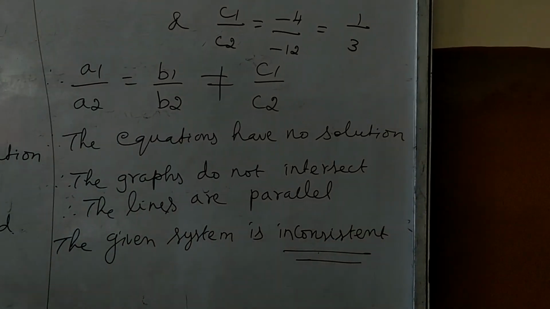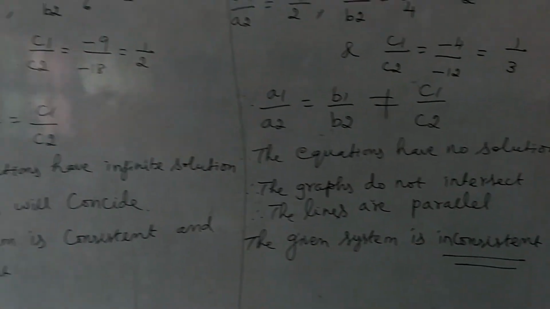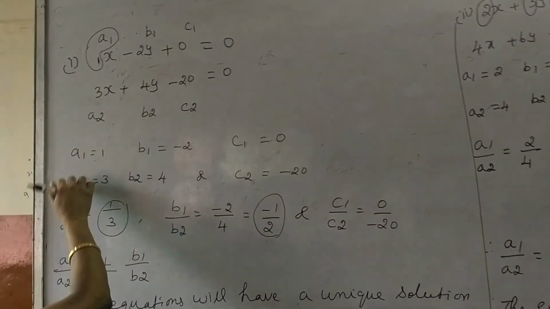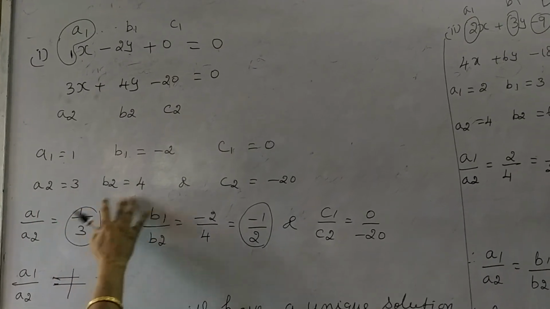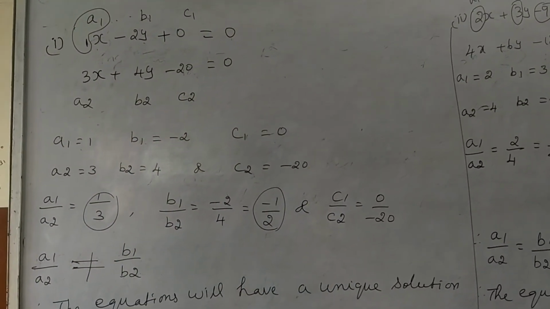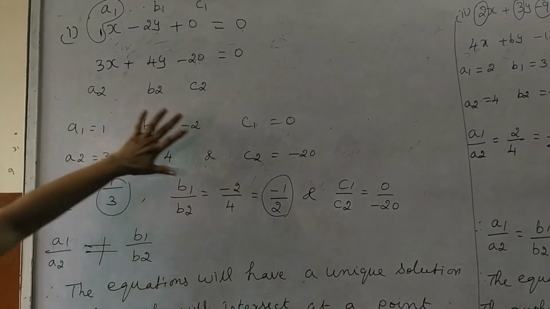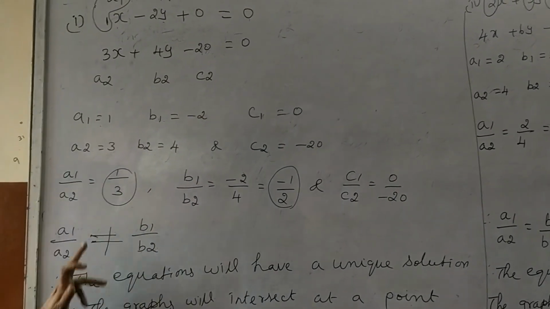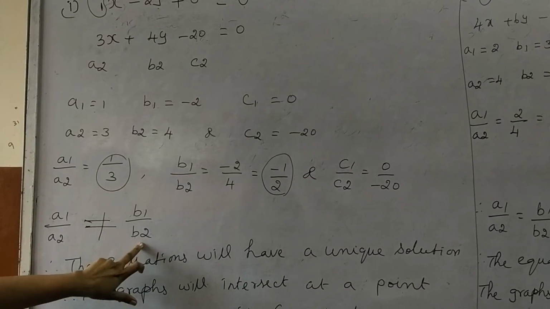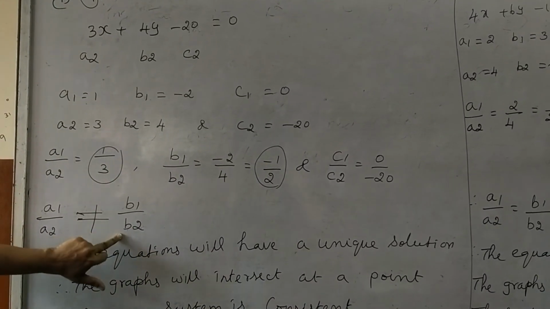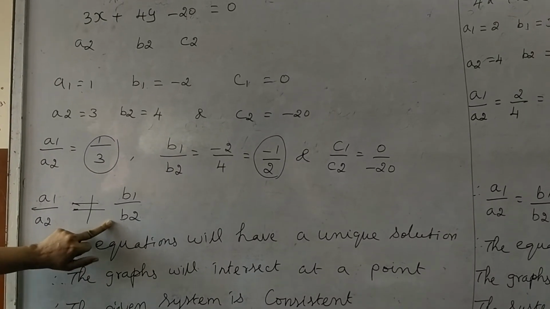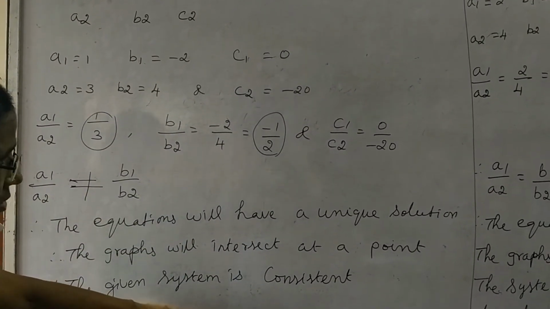Right. So let us recall what we have done. First express the given equations in the standard form. Identify A1, B1, C1, A2, B2, C2. Find the ratios of A1, A2, B1, B2 and C1, C2. If you find A1 upon A2 is not equal to B1 upon B2, then we have a unique solution. Otherwise we say the graphs intersect at a point. Also we say the system is consistent.